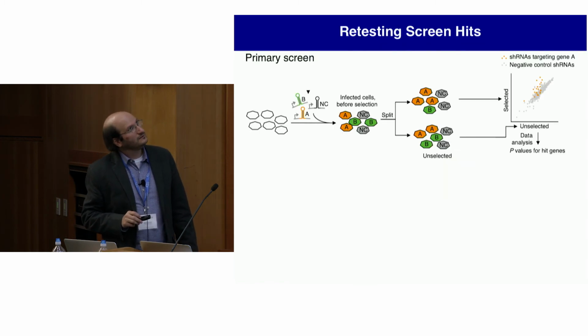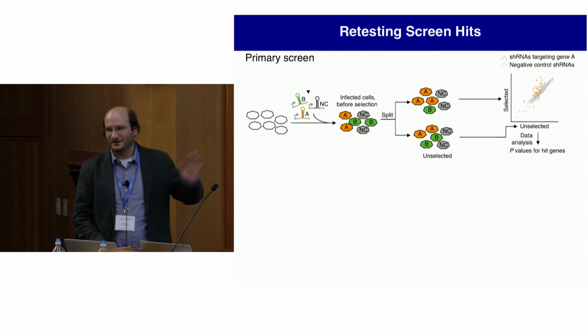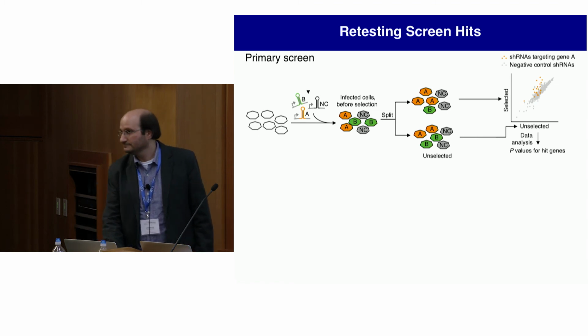Okay. Does anyone have any questions so far? Otherwise, I have a couple of quick points on retesting hits I can go through. Yeah. Do you see a lot of off-target mutagenesis?